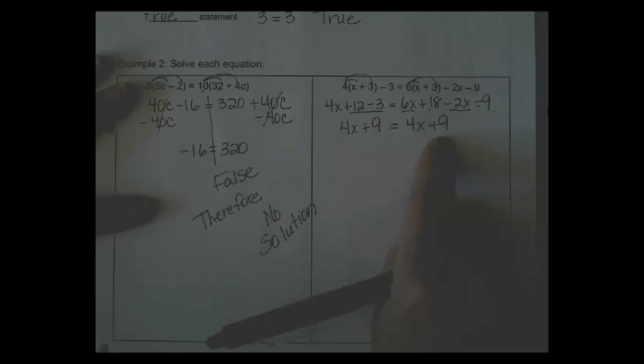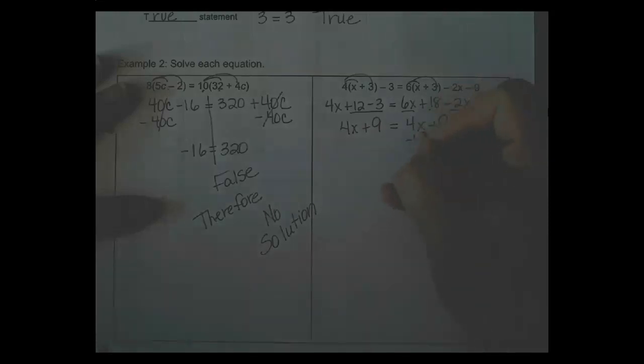If you look at this, it says the same thing on both sides, so that's a true statement. But if we kept going and we wanted to get these variables together, I could subtract 4x from both sides. It doesn't matter which one. It cancels out, and I'm left with 9 is equal to 9. And that is a true statement. Therefore, all real numbers would be my solution.